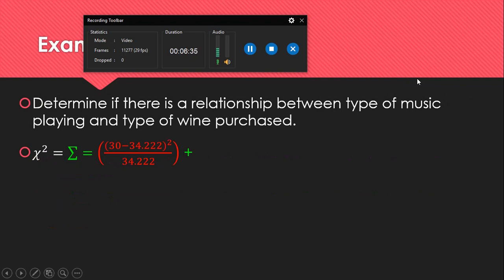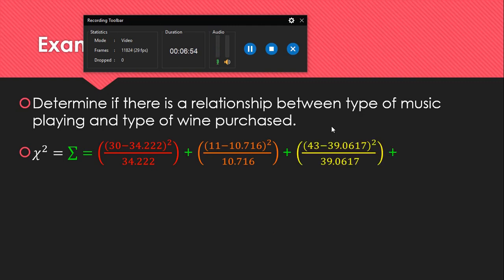All right, so chi-square is a sum of all the differences divided by expected cell count. So I'm starting with the first cell. This is no music and the French wine. And then I'm going to go down the column of no music. So this will be no music and Italian wine, and no music and other wine. Now I'm going to move on to the next column.